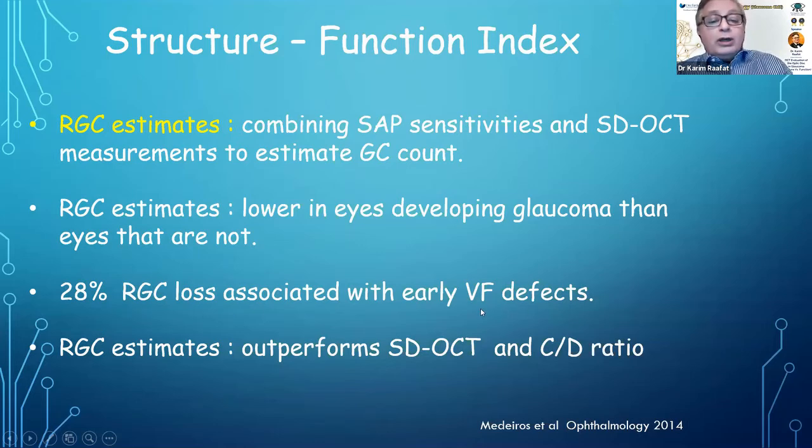Ganglion cell loss is associated with early visual field defect. This is a big number. We don't have to wait till a quarter of the ganglion cells are lost to detect the visual field defects. And when compared to the standard spectral domain OCT alone or the cup disc ratio alone, these retinal ganglion cell estimates are more important and outperform them in these abilities.